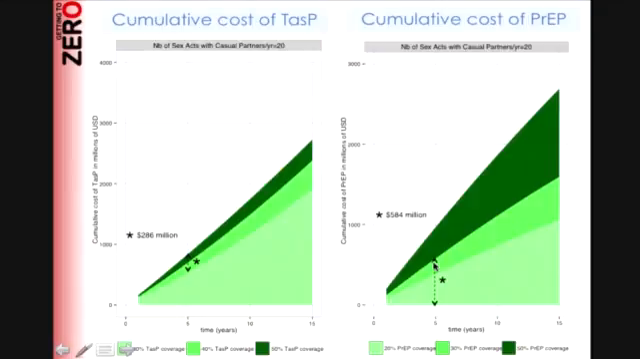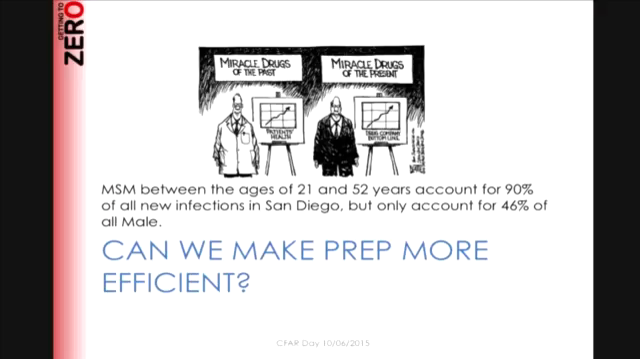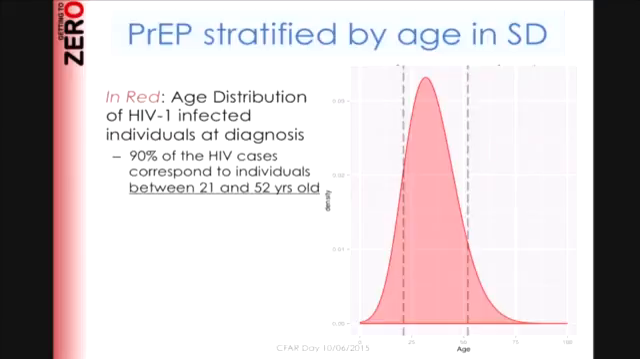So the direct question that came into our mind at this step was, can we make it more efficient in the US? So the idea was, how can we make PrEP more efficient? We need to find a way to make it very basic, very simple, and reproducible in any population. We start with the idea of age distribution. So I focused on the age distribution of new HIV infections in San Diego.